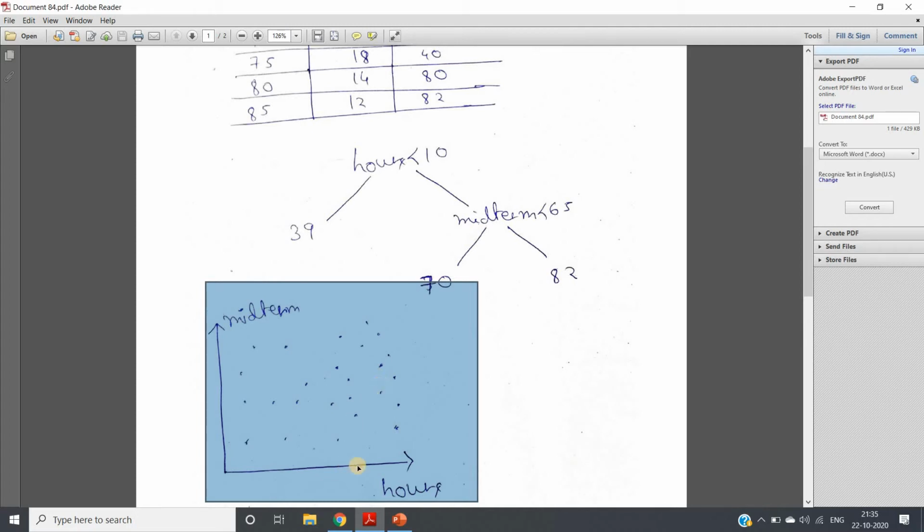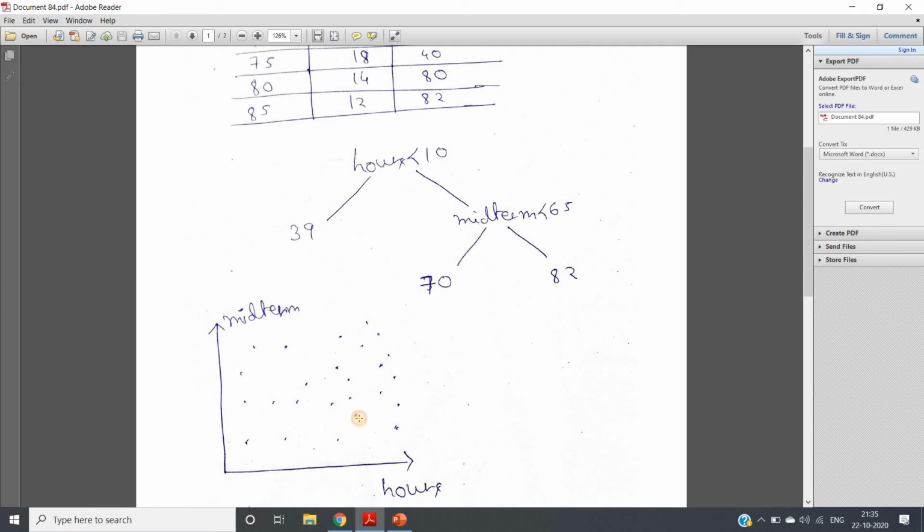Okay, so for all these data points, suppose consider this particular data point. For this, total number of hours studied is this one and midterm score is this one, and we already know what is the student's final exam marks. Okay, so this is our training data set I am telling. Now let's try to understand how this splitting happens and which parameter the algorithm is deciding to choose first, then second. So let me go to PowerPoint.